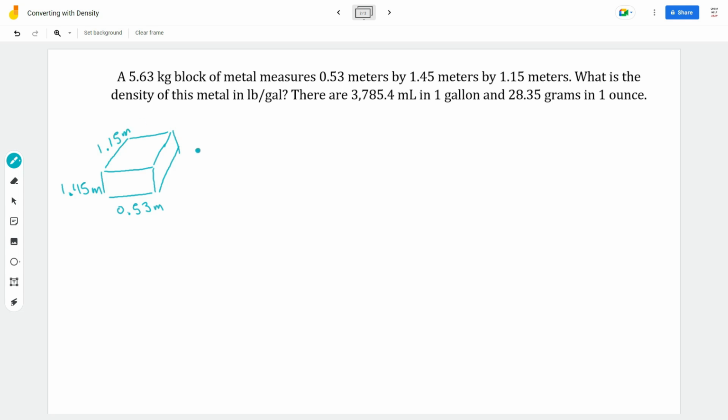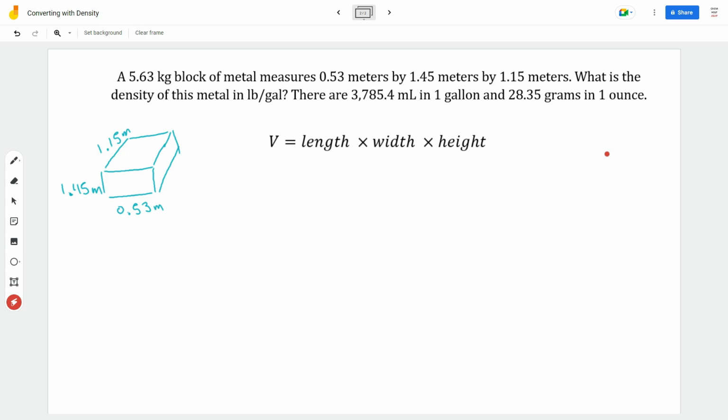1.15 meters. Now, it doesn't matter if you assign these all to width, height, or length. You can put them in whatever order you want. You can see clearly my block is not to scale here, but again, it doesn't matter. Just so you can visualize, this is a block. Here are all the dimensions. How do we calculate volume? Well, volume equals length times width times height, which we have all of these measurements.